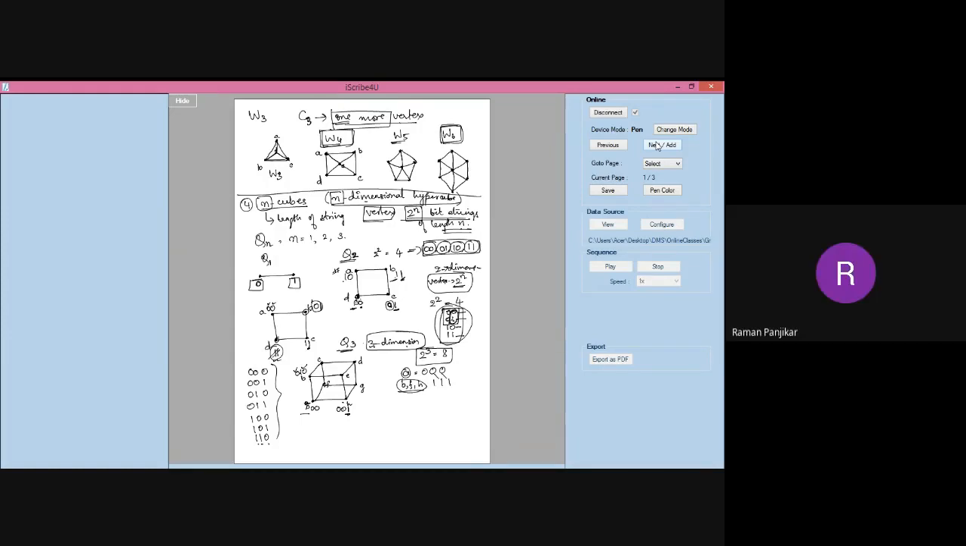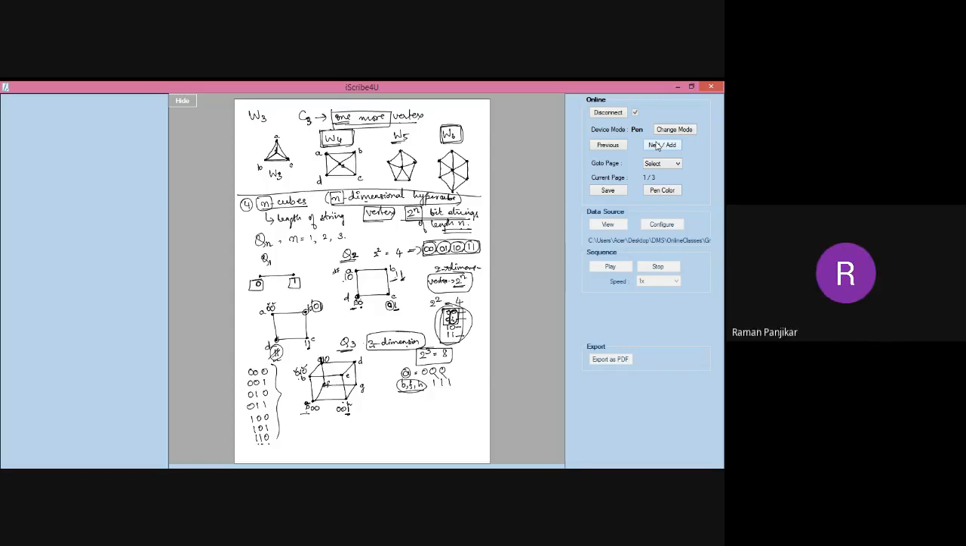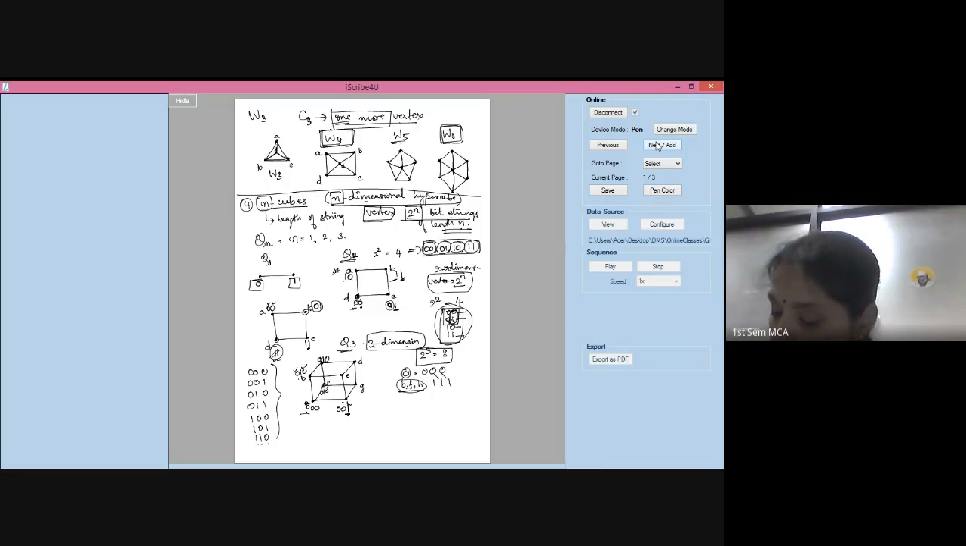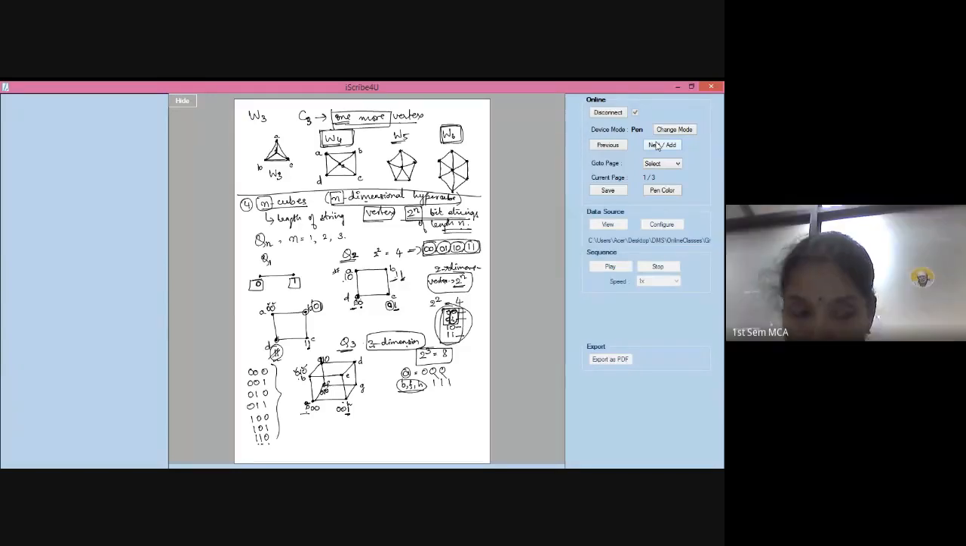110. Yes, you can place 110 at C because B is adjacent to C. So you should take care when you are placing at F. You can't place 111 because A is 0, 0, 0 and only one bit can change. Can I place 010? It is placed already. 101? 100? It is placed already.